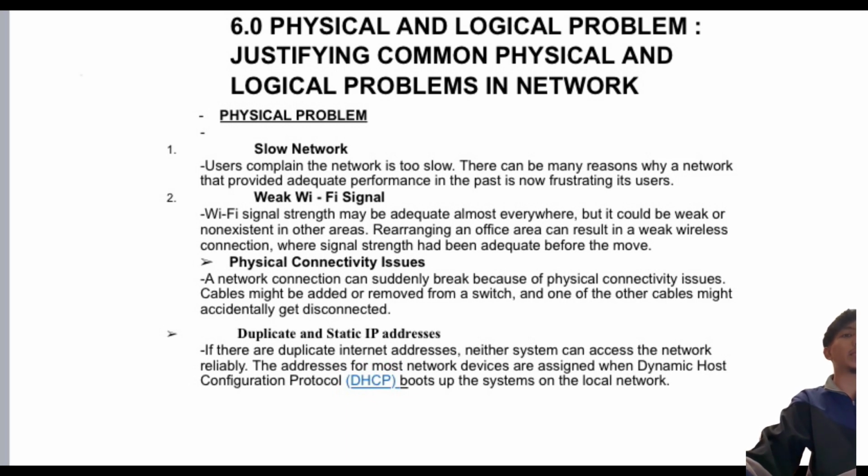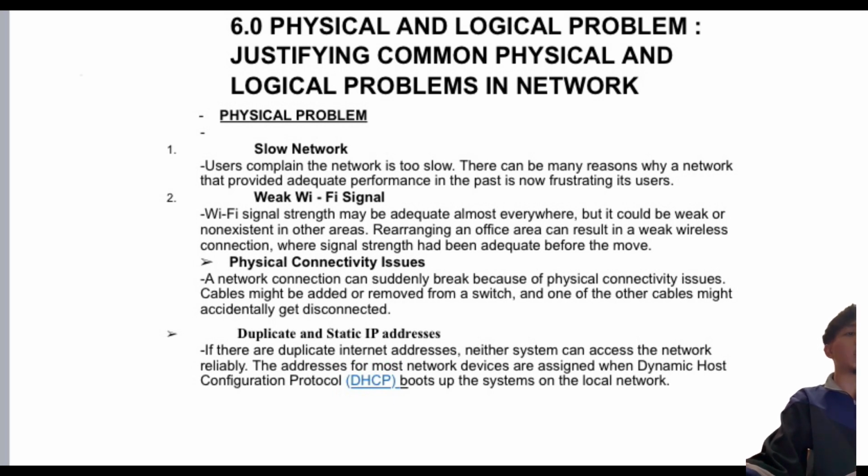There can be many reasons why a network that provided adequate performance in the past is now frustrating its users. With Wi-Fi, signal strength may be adequate almost everywhere, but it could be weak or non-existent in other areas. Rearranging an office area can result in a weak wireless connection where signal strength had been adequate before the move. Practical connectivity issues: a network connection can suddenly break because of practical connectivity issues.